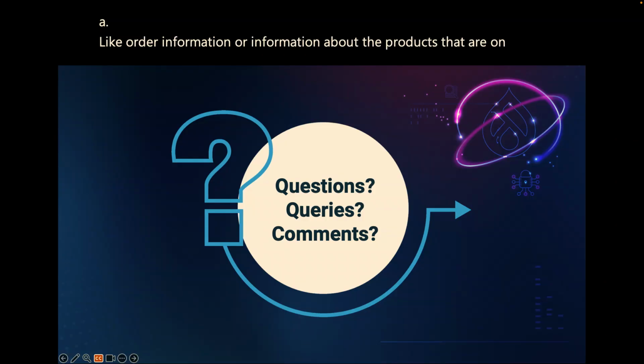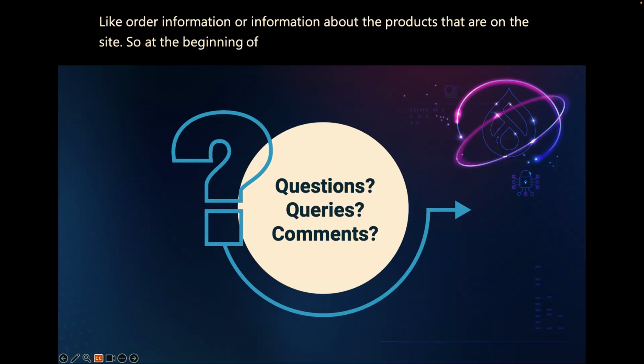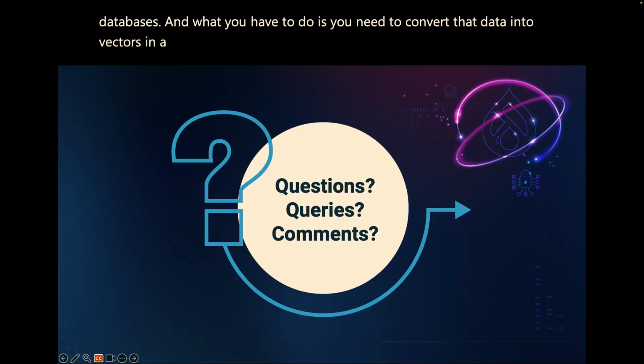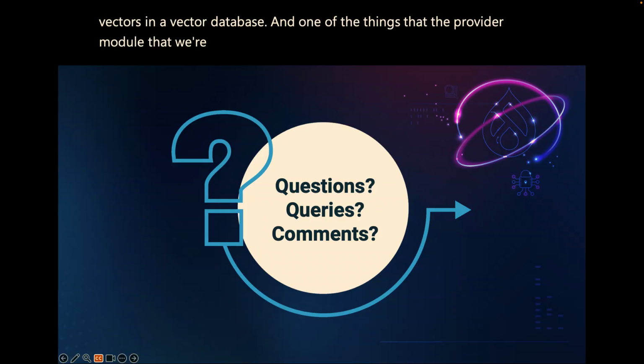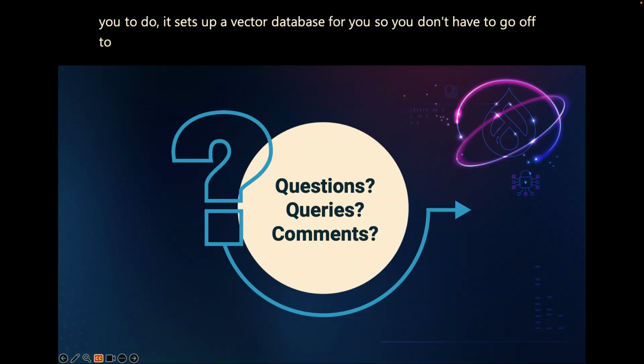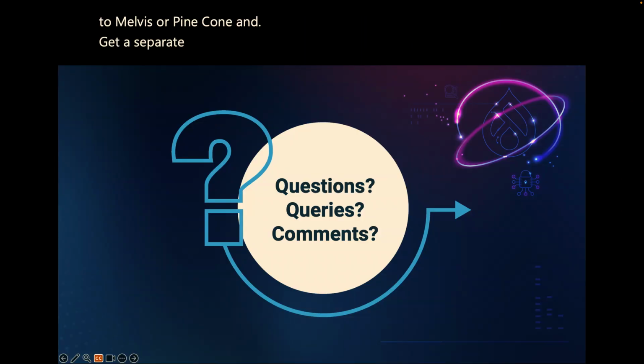So at the beginning of the session, we were talking about vector databases, and what you have to do is convert that data into vectors in a vector database. One of the things the provider module we're using right now, the amazee provider module, allows you to do is set up a vector database for you, so you don't have to go off to Milvus or Pinecone and get a separate thing. It all comes with the meal.